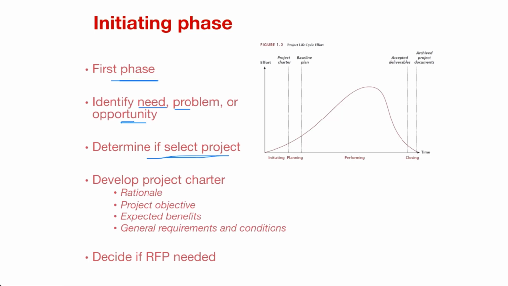Part of the initiation phase is to develop one of the key elements of project management, one of the key documents. And the first one is a project charter. In the project charter, you have your project rationale. Why am I doing this? The project objective. What is the outcome? The expected benefits for the organization, expected benefits for the client, and then the general requirements and conditions. These include things like these are the resources, the budget, a proposed timeline, and all of this.